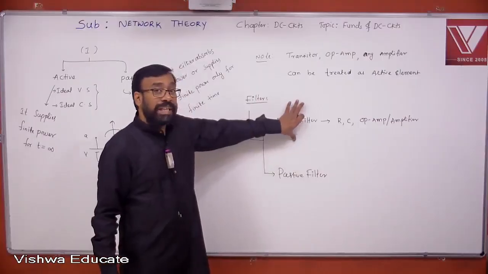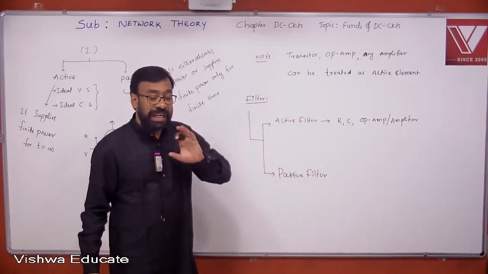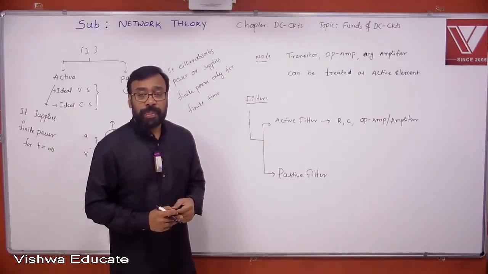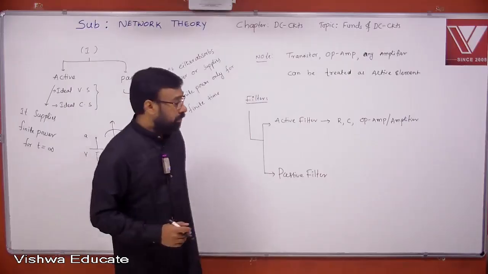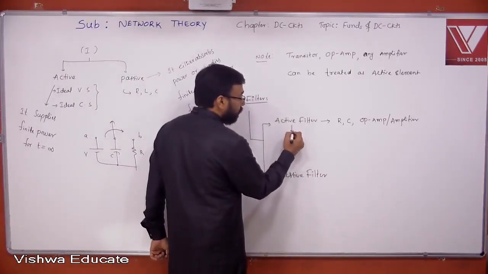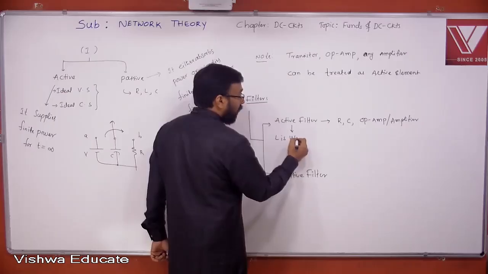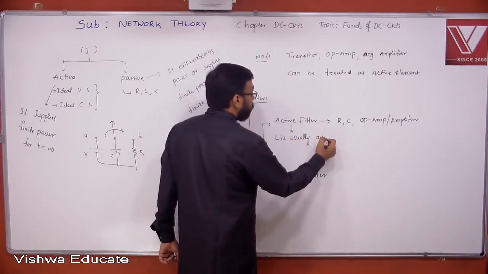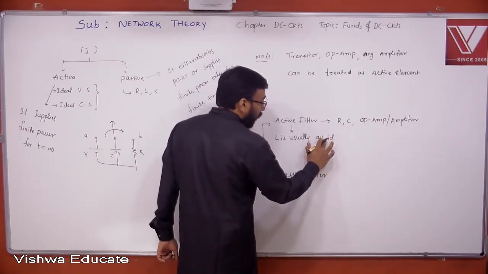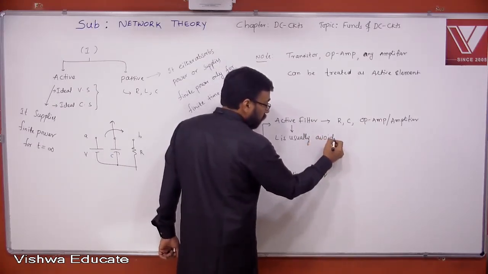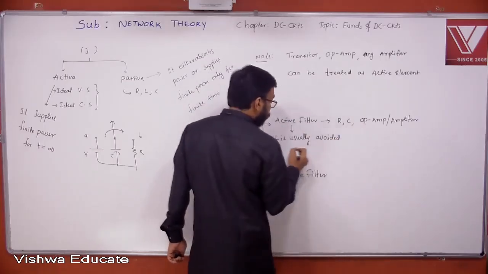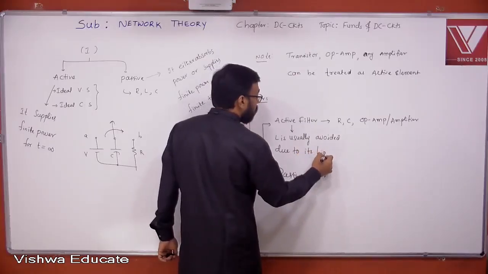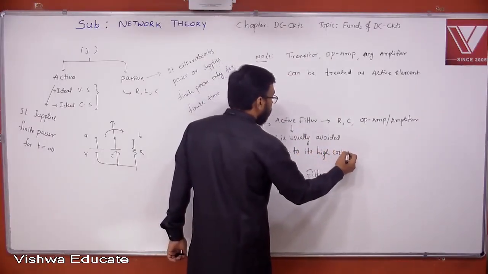Active filters do not contain any inductor because inductor is a bulky element, heavy element, and is also very expensive. So that is why inductor is avoided. Inductor is usually avoided. L is usually avoided. All of you can note down: inductor is usually avoided due to its high cost and bulky size.